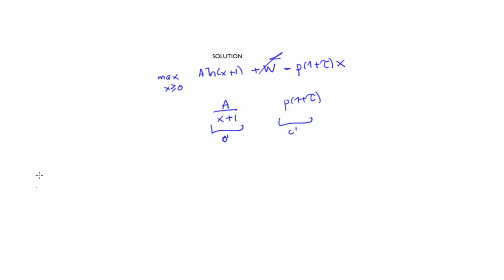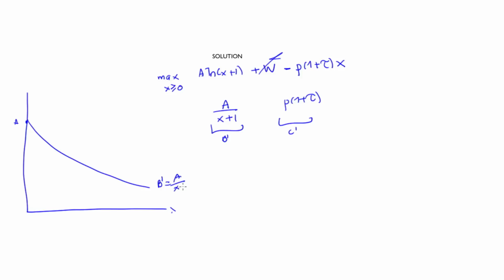Now, let's plot what the marginal benefit looks like. Let's plot it here. When x is equal to 0, that term is just A, so it crosses at A. And then it goes down like this. So this is B prime equals A over (x plus 1). And this has P(1 plus tau). Now, if P times (1 plus tau) is higher than A, there is a corner solution. But just for the sake of simplicity, consider the case with A larger than P times (1 plus tau). So we have an interior solution. We can solve it for both cases, but this is the interesting one.